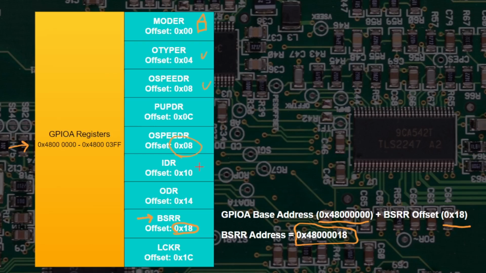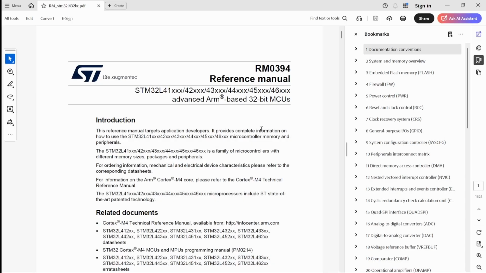Now let's take a look at the actual reference manual, and I'll walk you through that exact same process to find out the exact register addresses. Here's the big scary reference manual. It's actually not that bad. Once you understand how things are laid out, it becomes much easier to navigate through this document. But let's do the exact same process we just did and find out the registers that we need.